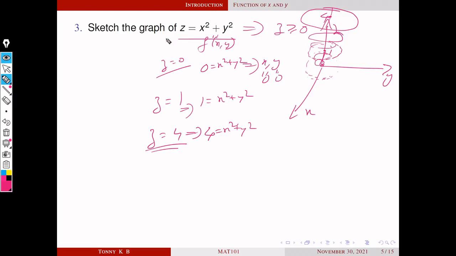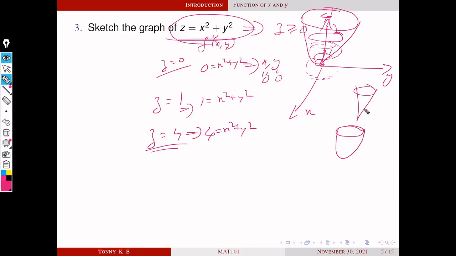Then what about this whole surface? Because the whole surface is obtained by adding all such circles. The totality of all these circles is almost like this. Either it is a cone shape or it's a paraboloid shape. Is it a cone or a paraboloid?